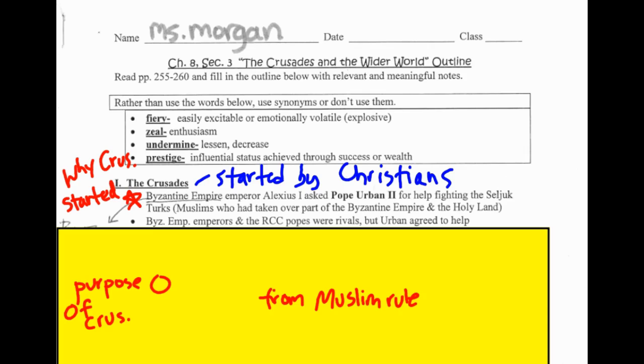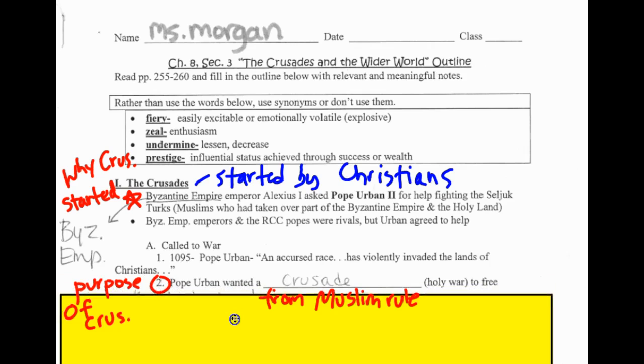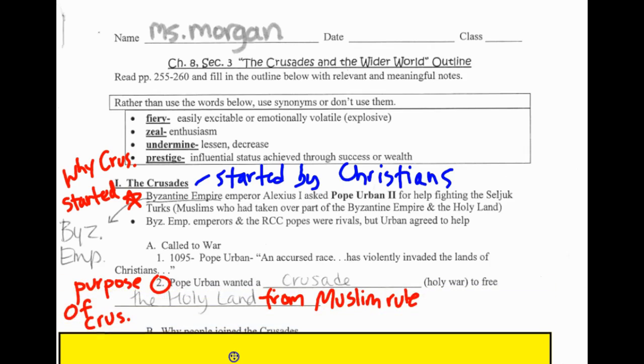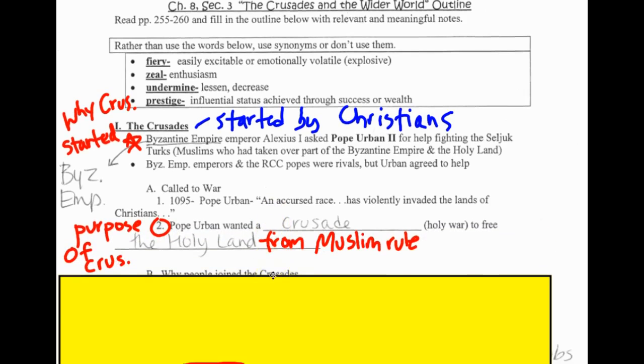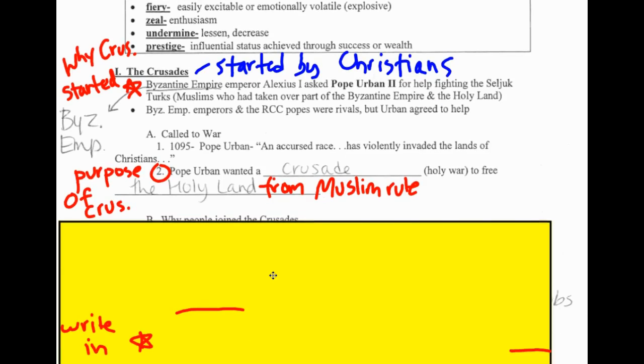So the key fact that is starred explains that the Byzantine Emperor Alexius asked Pope Urban for help because some Muslims were taking over parts of the Byzantine Empire, even though they were rivals, Urban said that he would help. So next up we have the purpose of the Crusades, and that needs to be added with number 2. Pope Urban wanted, etc., that fact.